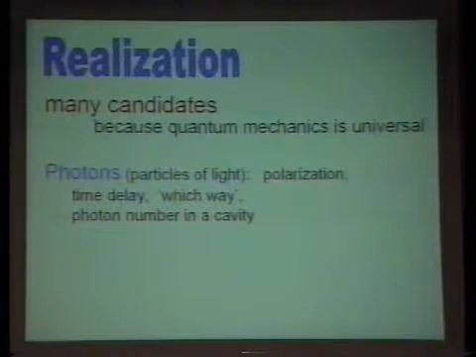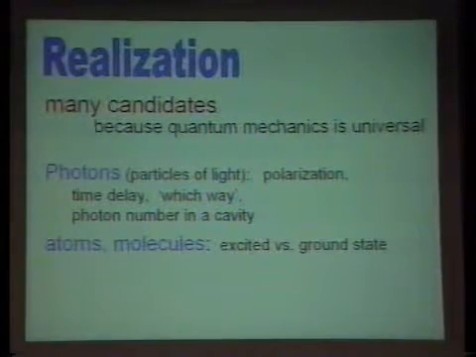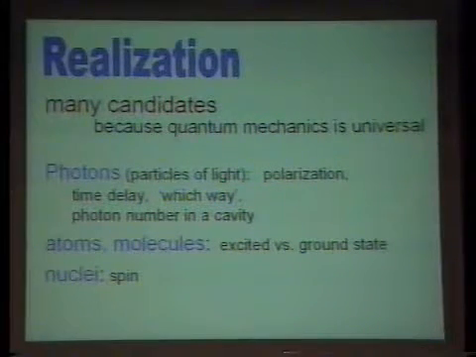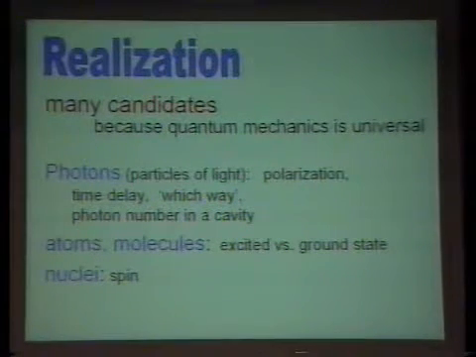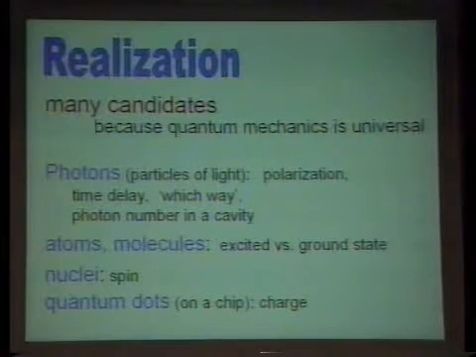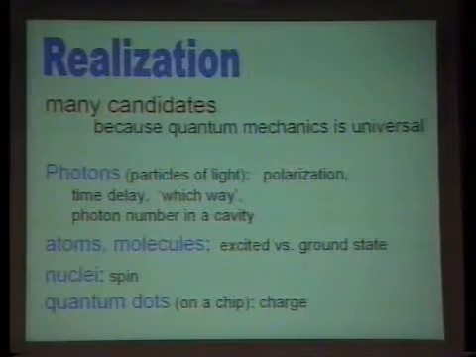So among the candidates are certainly photons, and you could use their polarization or time delay degrees of freedom, or the which-way information, as in this interferometric situation I was showing to you, or photon numbers of modes in a cavity and things like that. You can use that as your quantum degree of freedom with which you do computation. Then there would be atoms and molecules, and you look at the excited states and the ground state of these systems, and make that your quantum systems, your qubits. Or you could take nuclei, and there the candidate would be spins of the nuclei, and manipulate them by magnetic fields and radio waves, as you do in nuclear magnetic resonance. Then you would also have solid state systems and so on. So there are many candidates for qubits because quantum mechanics is all over the place.